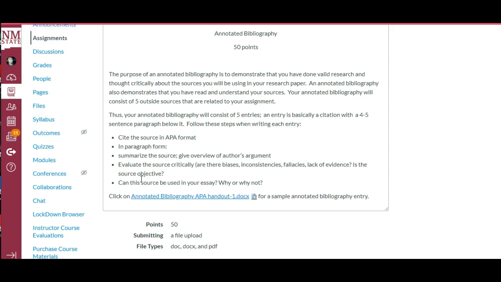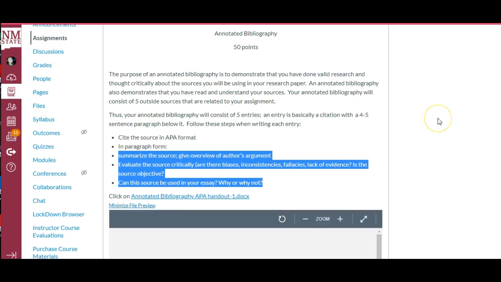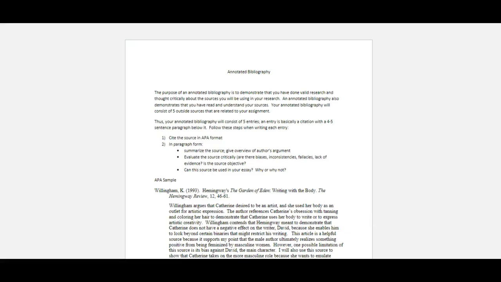So essentially, like I said, for an annotated bibliography you cite the source in APA, then in a short paragraph, you address these 3 points. And you do that for every single source. Obviously, the sources should be cited in APA. So let me show you an example of an annotated bibliography.